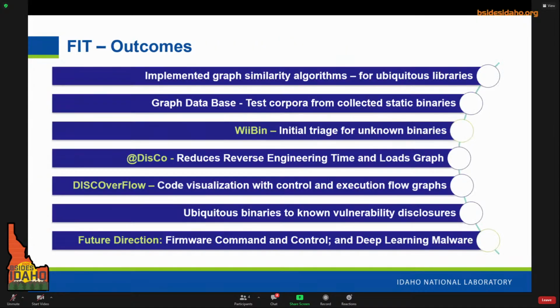Firmware indicator translation, or FIT. Our whole goal was to look at firmware. The electric grid has tons of devices, whether they're relays or network gear or a switch, that have a lot of code inside of them, and you really don't know what's inside of those. There's a lot of ubiquitous libraries. Some of those libraries are very old versions, so they have a lot of known vulnerabilities. So our whole goal was to find these ubiquitous libraries with known vulnerabilities so that we have a better understanding of how to defend these most critical systems.